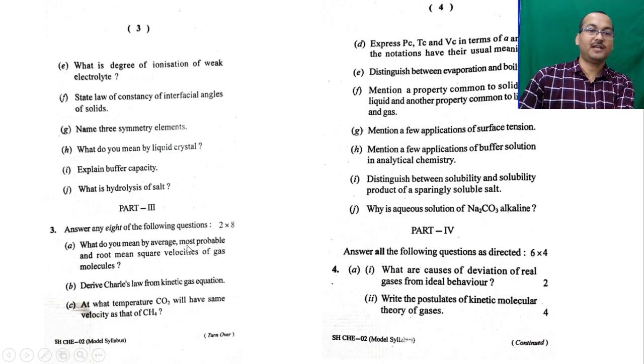So what do you mean by average, most probable and root mean square velocities of gas molecules? Derive Charles' law from kinetic gas equation. At what temperature CO2 will have same velocity as that of methane? Express Pc, Tc and Vc in terms of a and b, where the notations have their usual meanings. Then distinguish between evaporation and boiling. Mention a property common to solid and liquid and another property common to liquid and gas.